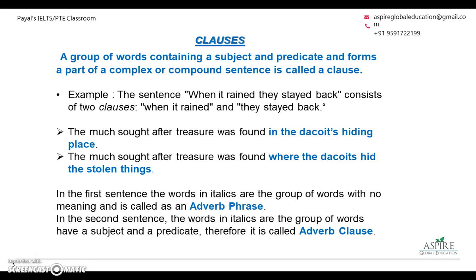The treasure was found where the dacoits hid the stolen things. Where was the treasure found? Where the dacoits hid the stolen things. So we have a subject, dacoits, and we also have a predicate. So this group of words which answers my question where is an adverb, and because it has a subject and predicate, it's an adverb clause.